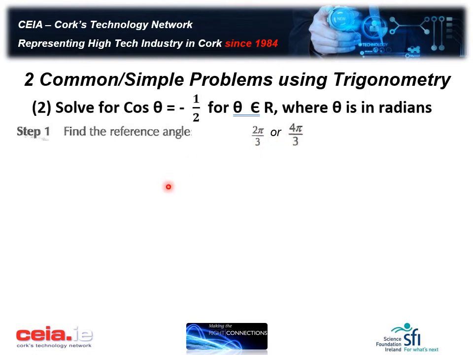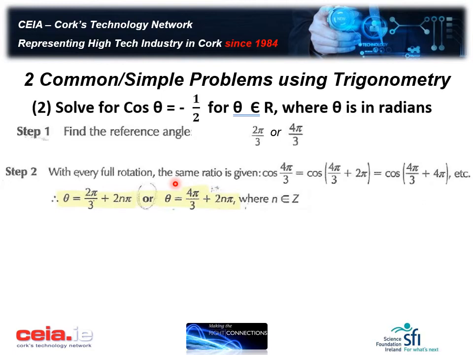So that's step 1. Step 2 is simply to convert that into a general form. You don't necessarily need to write this down as part of your solution, but basically what you need to do for each of these two angles is to add n revolutions. The example from the textbook says that with every full revolution, the same ratio is given. So cosine of 4 pi over 3 is the same as cosine of 4 pi over 3 plus 1 revolution, which is 2 pi, which is the same as 4 pi over 3 plus 2 revolutions, etc., etc.